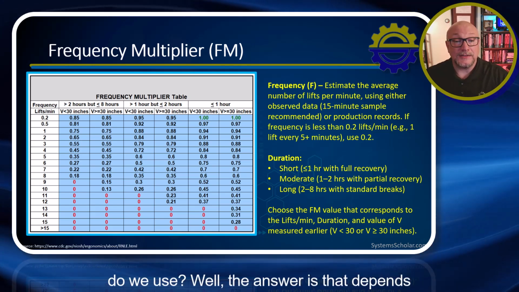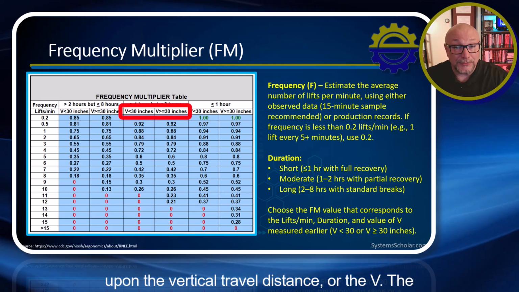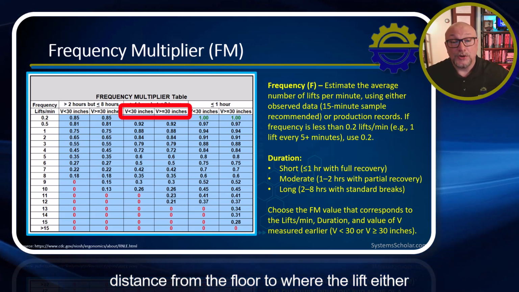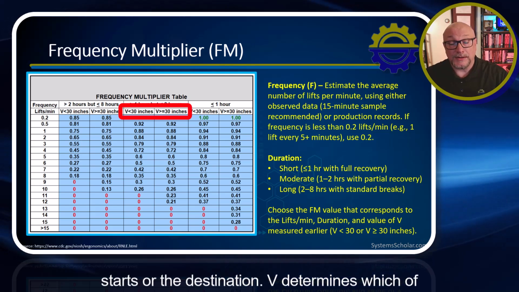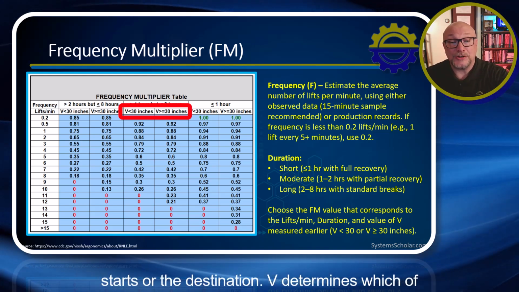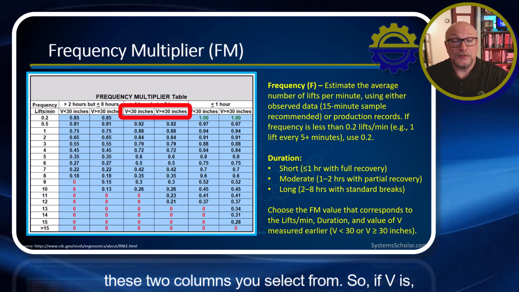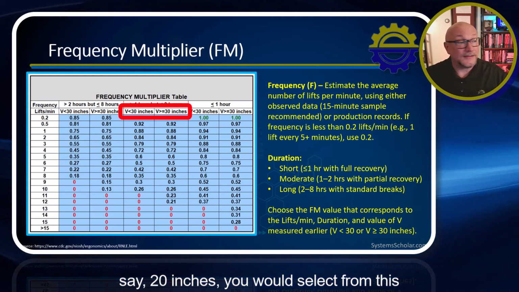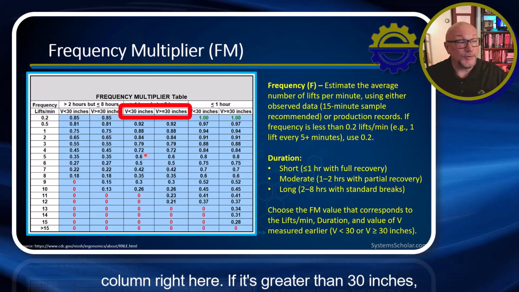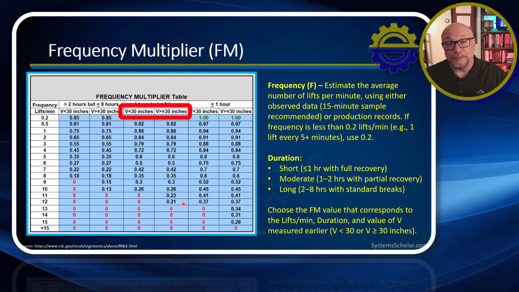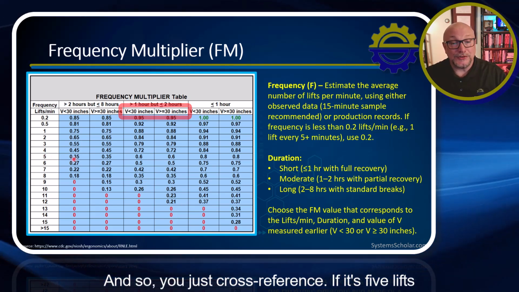Well, the answer is that it depends upon the vertical travel distance, or the V, the distance from the floor to where the lift either starts or its destination. So V determines which of these 2 columns you select from. So if V is, say, 20 inches, you would select from this column right here. If it's greater than 30 inches, you would select from this one. So you just cross-reference.